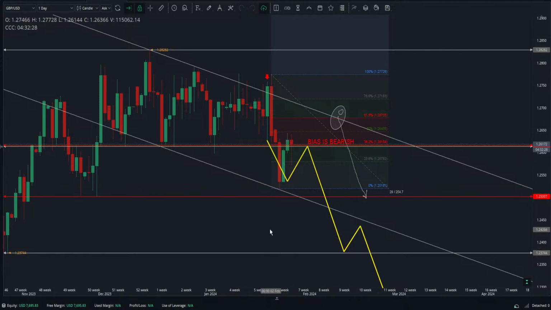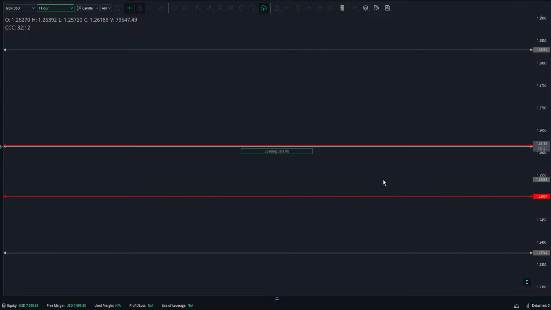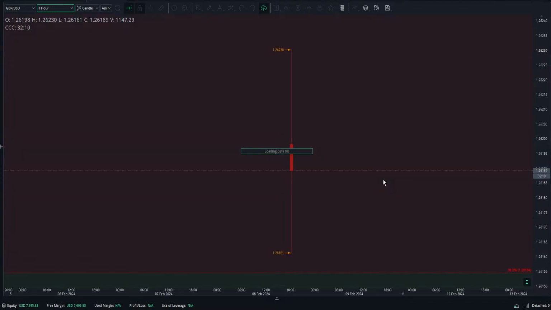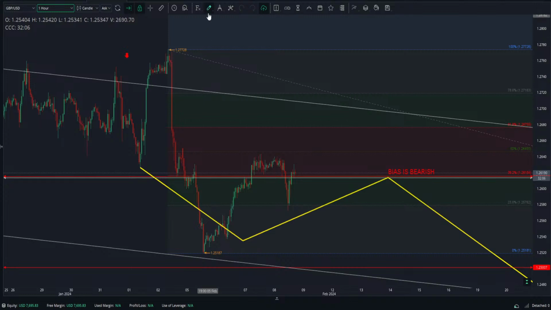Talking about the Great British Pound, though the bias is bearish, close to 50% yesterday, I think there is more to be taken from this rise. I think it can go till 1.2675. So why don't you make a channel on this also? Like I am just going to create in front of you.